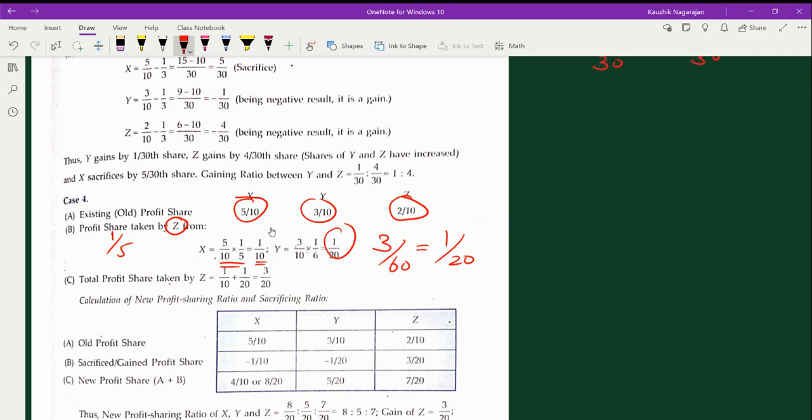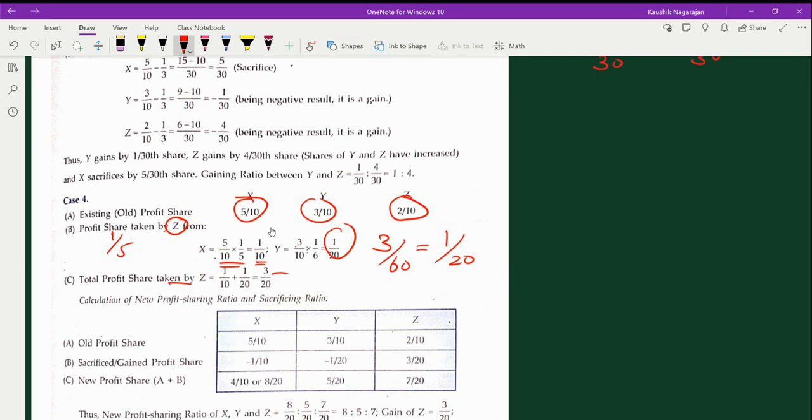So the total profit share of Z will be 1 by 10, what he has derived from X, plus 1 by 20, what he has derived from Y. Adding these two, you'll get 3 by 20. You have to take the LCM and then you will find the value as 3 by 20. Now comes the most important calculation, the NPSR.